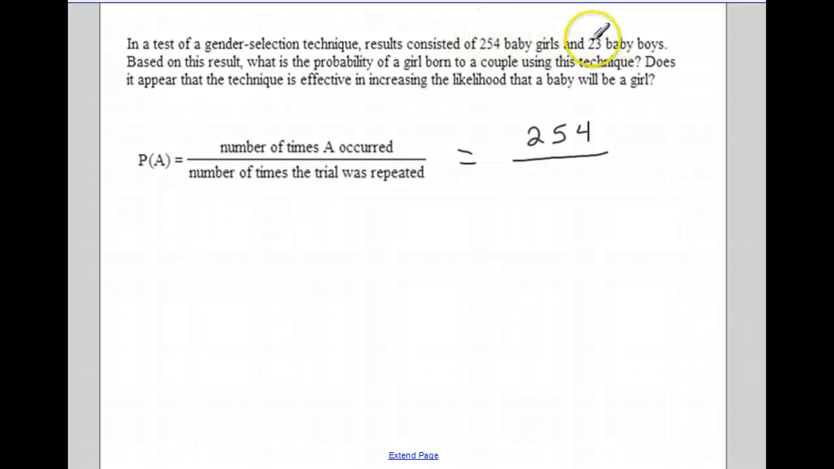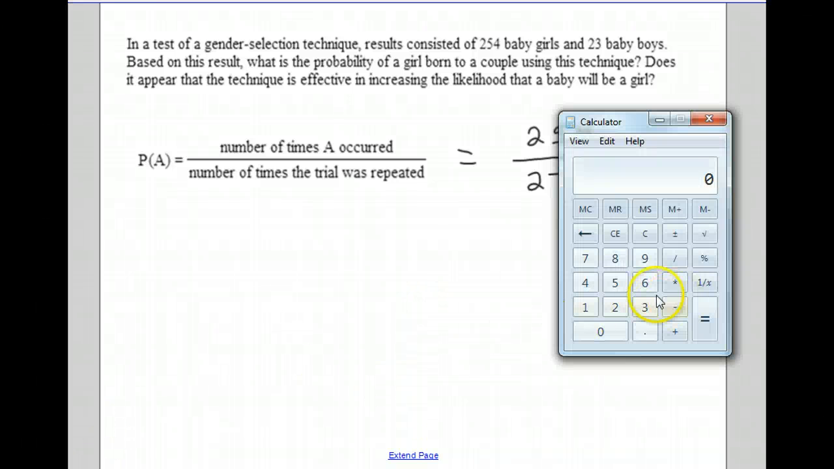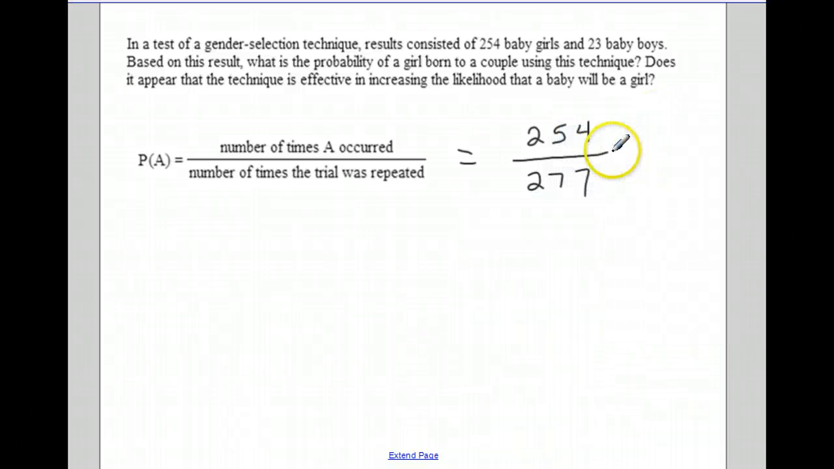So take 254, add 23, you get 277. And now take 254 and divide by 277. Alright, and you get roughly 0.917. Significantly higher than a 50-50 trial. Okay, so we would conclude, yes, it does appear that the technique is effective in increasing this likelihood.